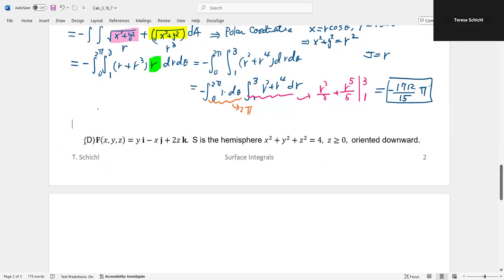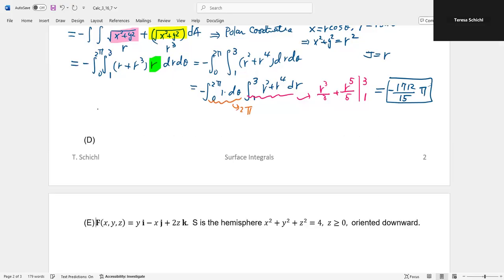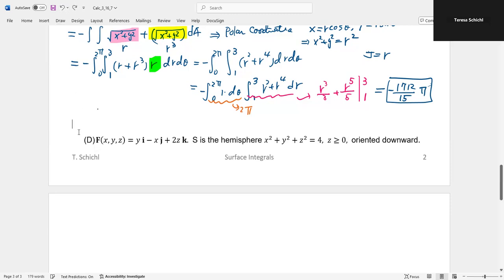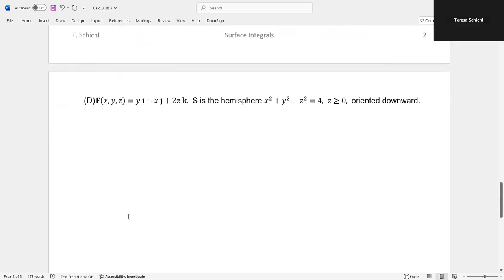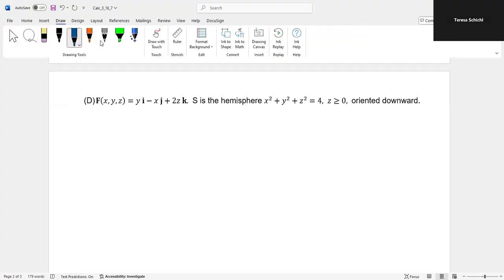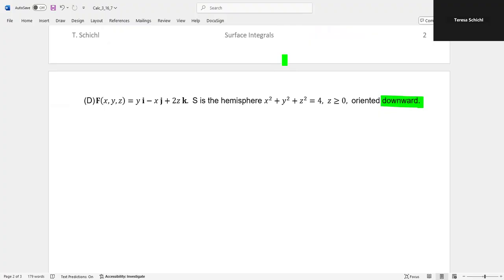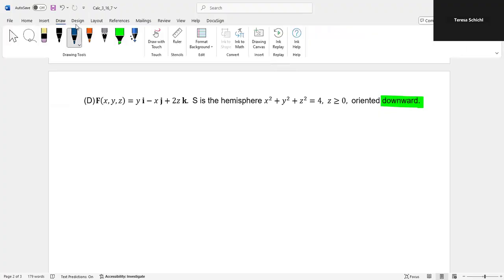Let's take a look at this problem here. Let's do similar things. So this one here is y minus x plus 2z over the hemisphere x squared plus y squared plus z squared equal to 4, and z is greater than 0. And this is oriented downward. So I know it's oriented negatively, so I need to put a negative sign in front of it.